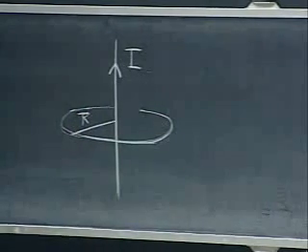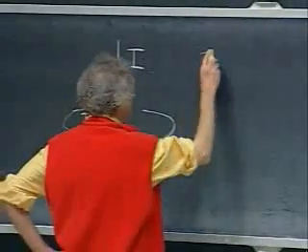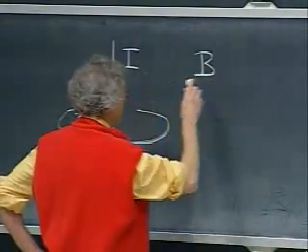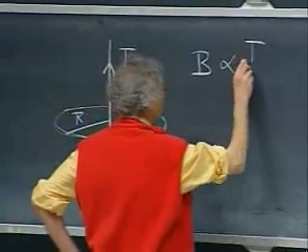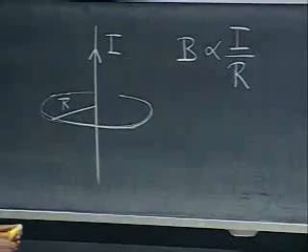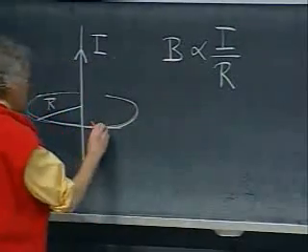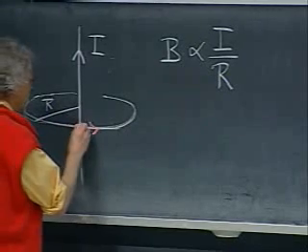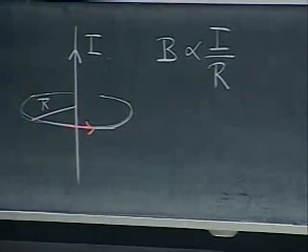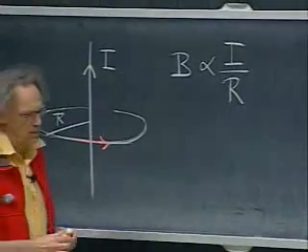If that circle has a radius r, then the magnetic field, that's an experimental fact, is proportional with the current I, and it's inversely proportional with the radius of that circle. By convention, the direction of the magnetic field is given by the right-hand corkscrew. Rotate this way, the current goes up.